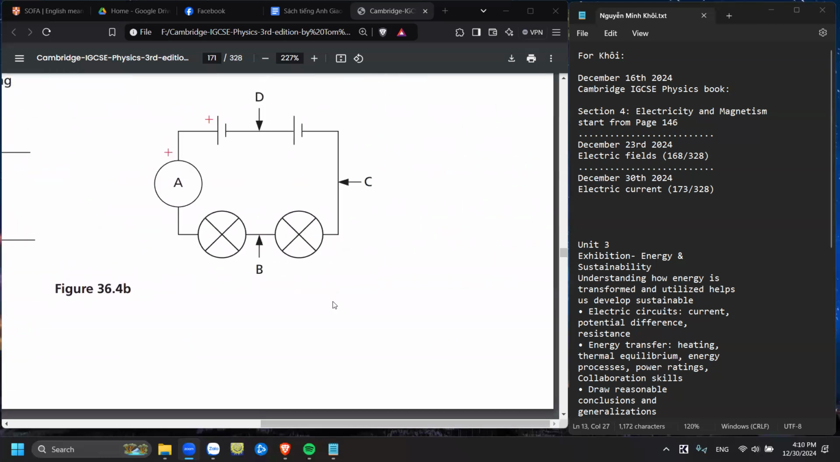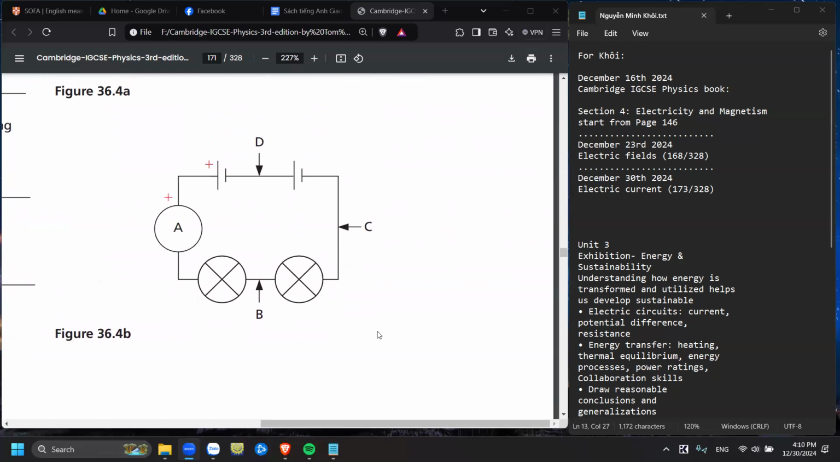How about this one? How about this picture? That picture, yeah. What is it called again? A series circuit, yeah, series. Why? Because here the flow of electricity has to go through the ammeter and go to the first light bulb and go to the second one, right? So it's series. They're next to each other and then it goes back to the battery here. Understandable? It's a series circuit here.